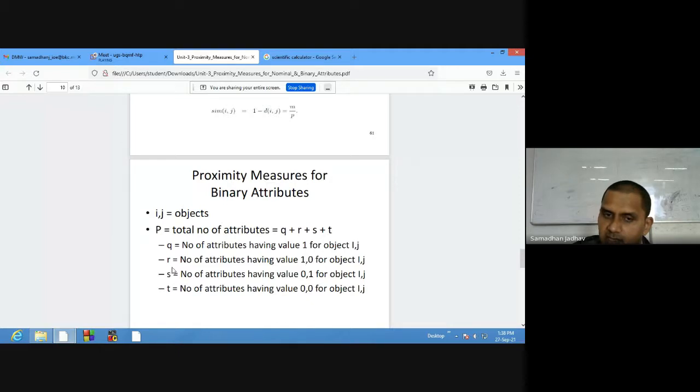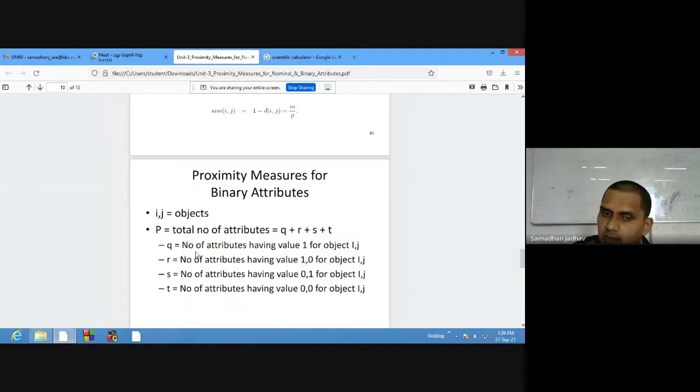That is R. S is what? For how many attributes object I has 0 value and object J has 1 value. Similarly, what is T? For how many attributes objects I and J both have 0 values.